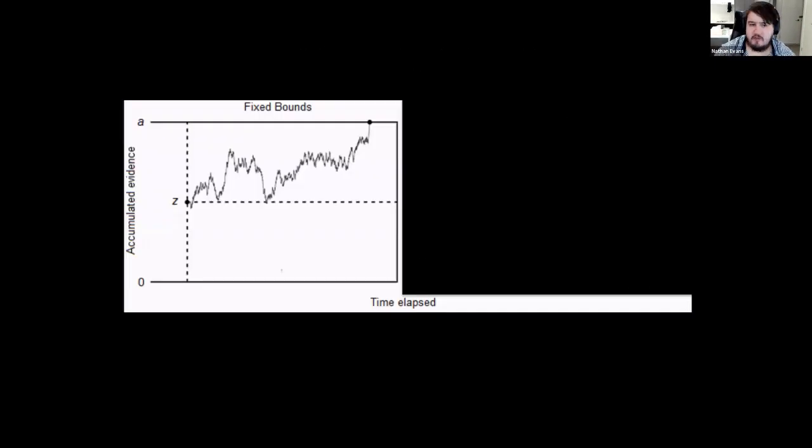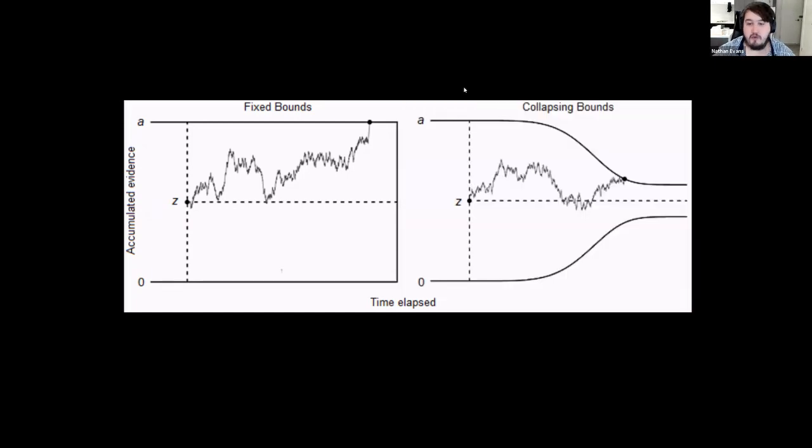So one example of this is the fixed versus collapsing thresholds debate. What I've shown you before is something called fixed thresholds, where the amount of evidence needed to trigger a decision is constant over time. So it doesn't matter how long you spend on the decision, you will always require X units of evidence to trigger a decision and to respond.